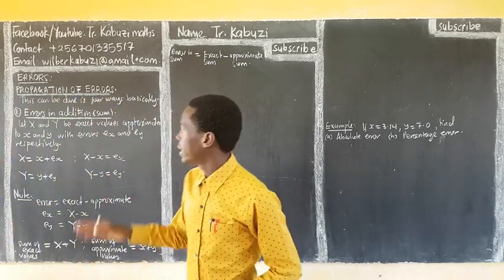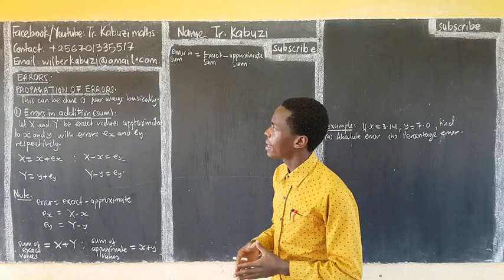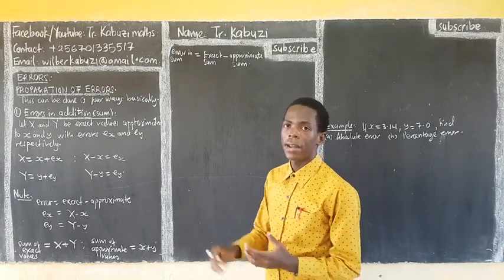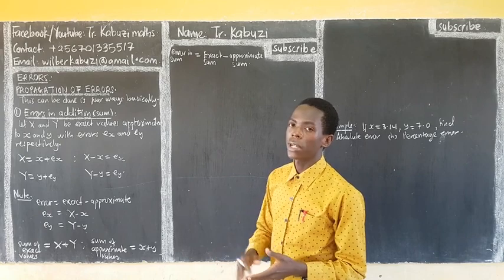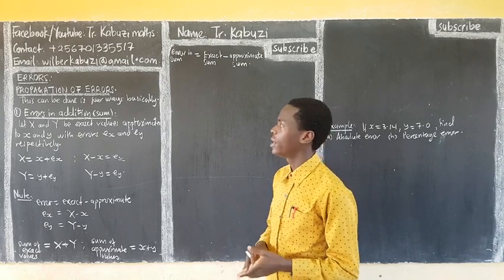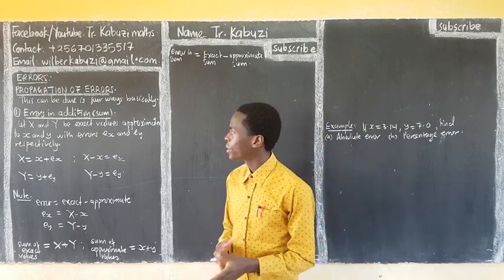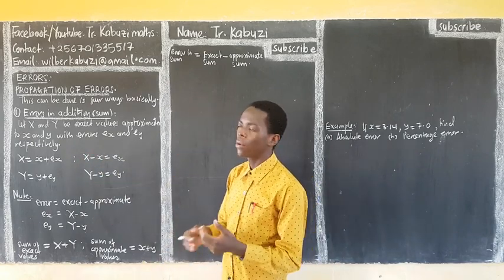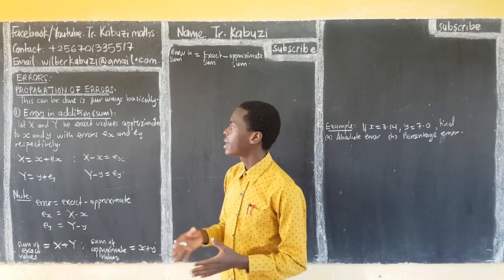Now members, we have another subheading called propagation of errors. Propagation of errors includes addition, subtraction, multiplication, and also division, or what some people call quotient. So let us see what happens if you have addition. How do you get errors when you're adding some values?